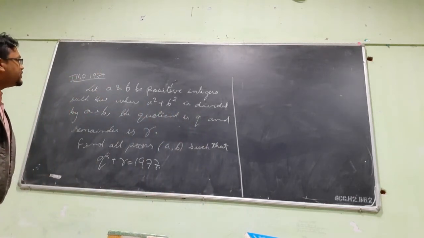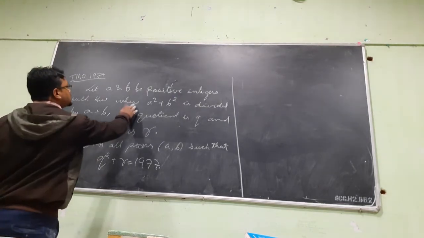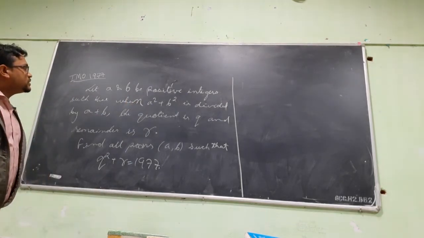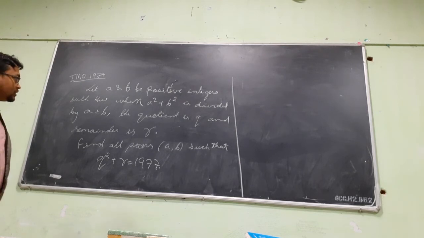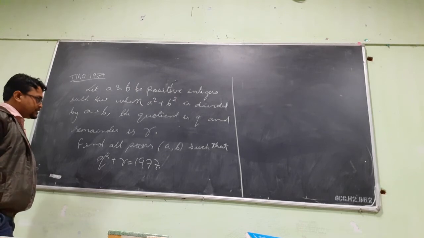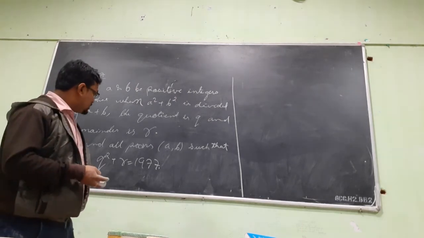A and B are positive integers such that when A square plus B square is divided by A plus B, the quotient is Q and the remainder is R. Find all pairs (A, B) which satisfy this, given that Q square plus R is 1977.